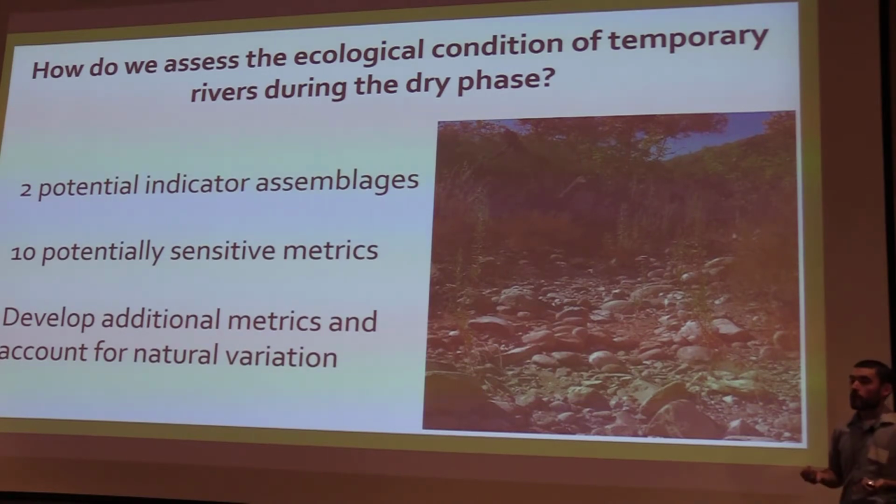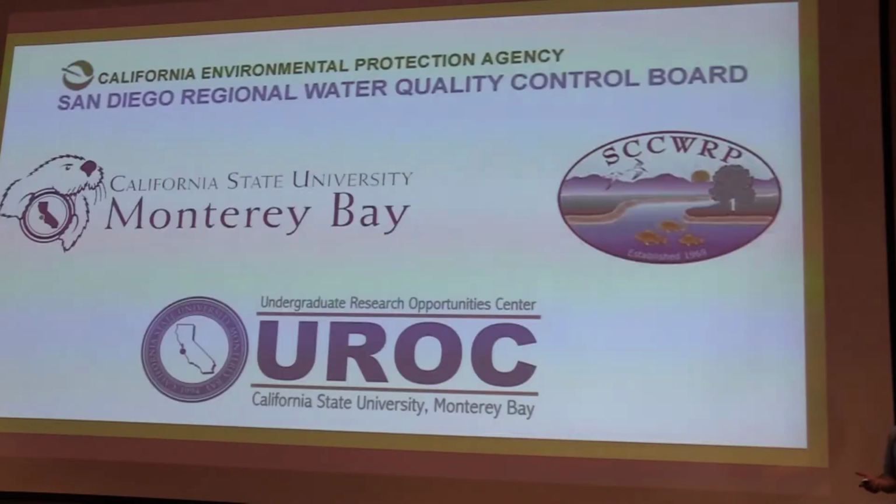So while we have not completely answered the question of how do we assess the ecological health in non-perennial systems during the dry phase, we're a step closer. We're trying to work towards this goal here. We have 2 assemblages that we're getting some response from in terms of disturbance, about 10 potentially sensitive metrics, and the next step will be accounting for that natural variation.